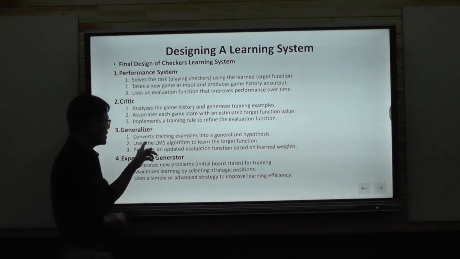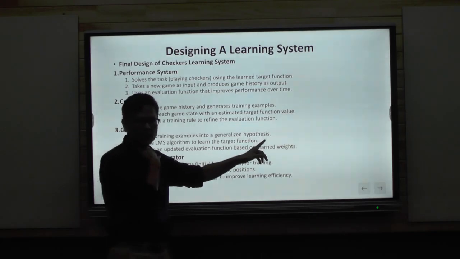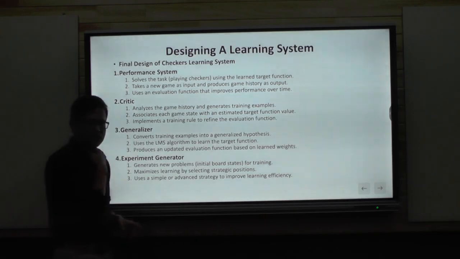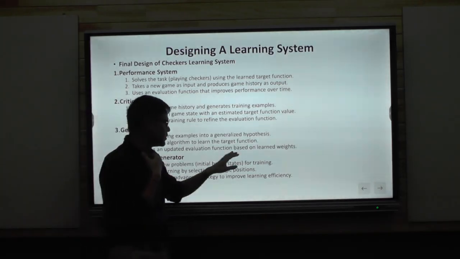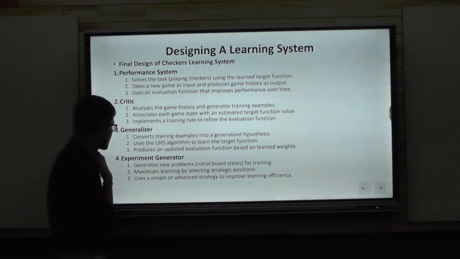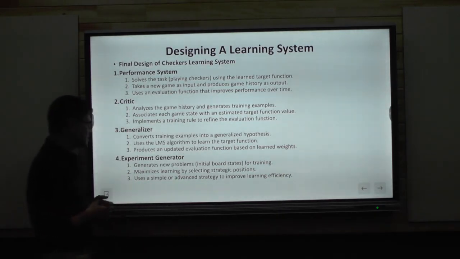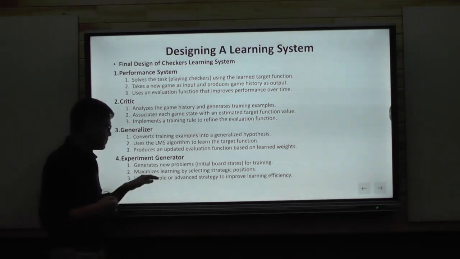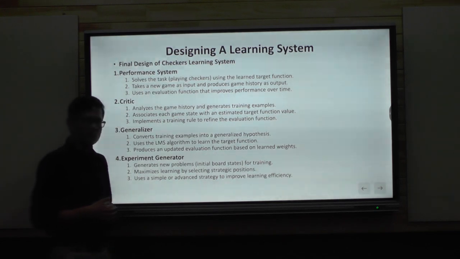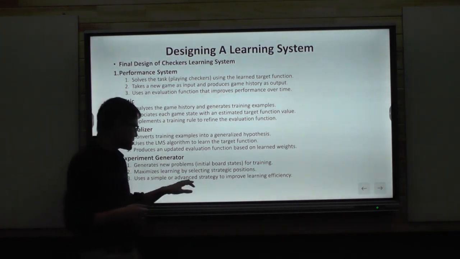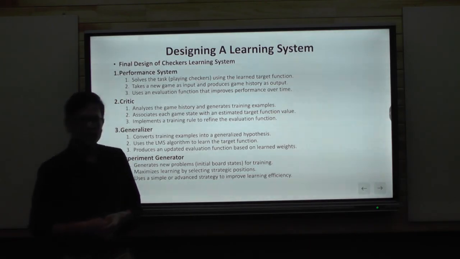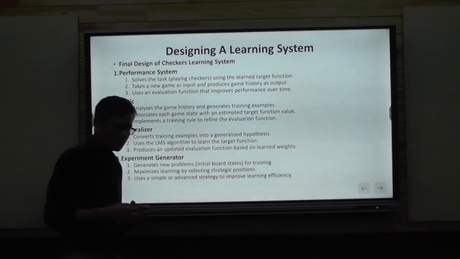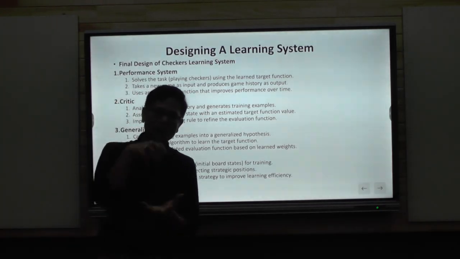The generalizer converts a training example into a generalized hypothesis. It uses the LMS algorithm to learn the target function and produces an updated evaluation function based on the learned weights. Then the experiment generator keeps on generating new problems for training. It maximizes the learning by selecting strategic positions, using a simple or advanced strategy to improve learning efficiency. So we should have 4 components because we are putting AI into the game.